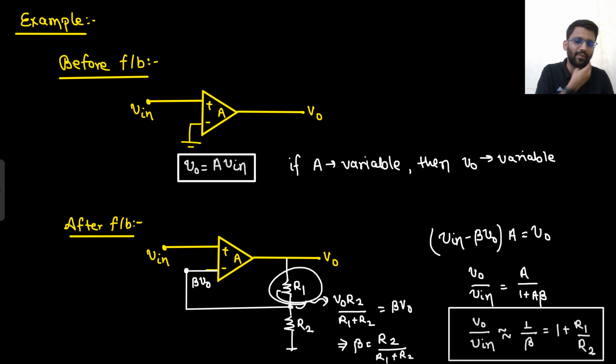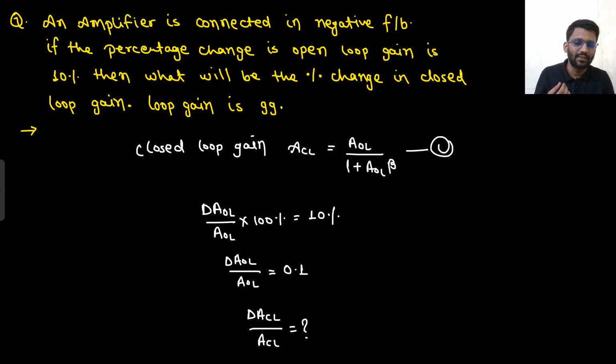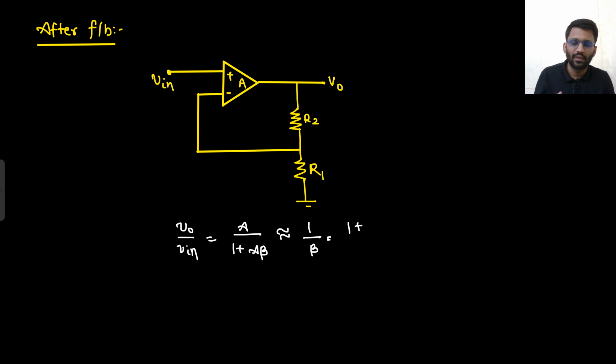So the answer was 1 plus R1 by R2. Now the answer would be 1 plus R2 by R1. Whatever the resistance is, you will remember it once you study op-amp, because this circuit will be used again and again. So you will be able to remember it, but for now you can derive it as well if you are not able to remember.